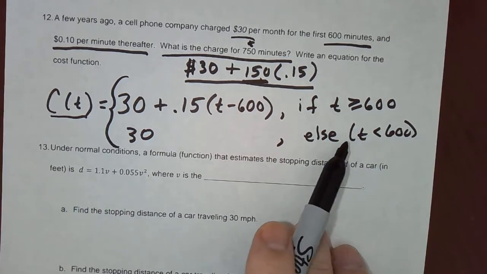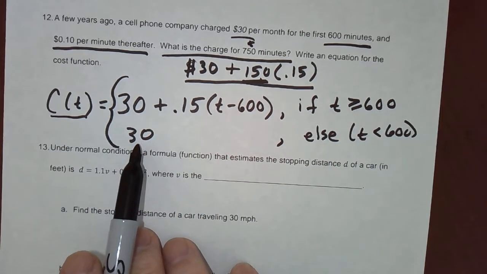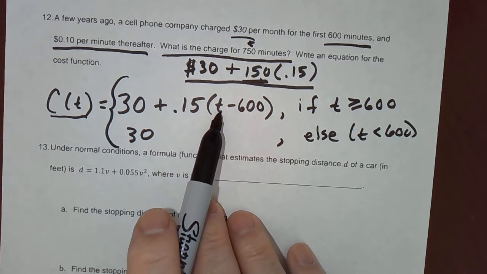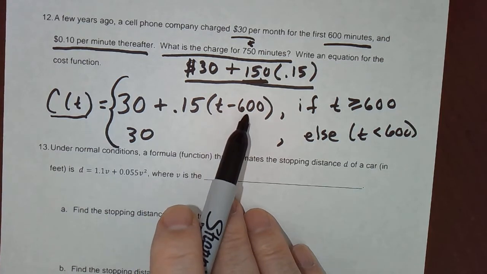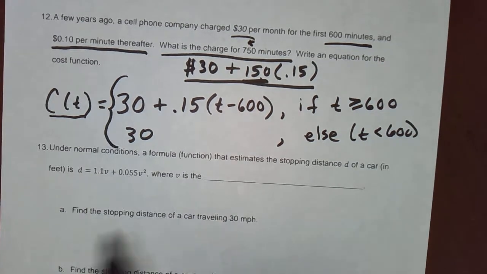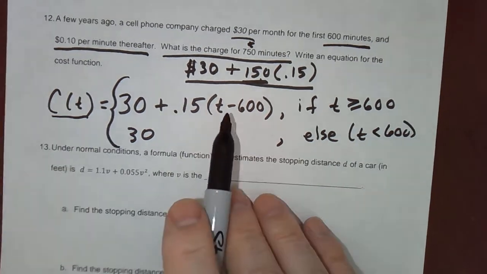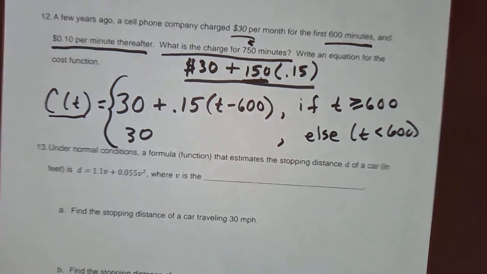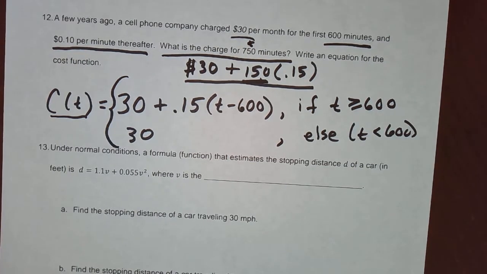If t is less than 600, the cost is $30 for that month. If t is greater than or equal to 600, we plug it in here. And the t minus 600 will give us how many overage minutes we used. Those cost 15 cents per minute. And then you add on the $30. So this one was a little bit tougher, but take a look at that. I think it'll be clear after you read it a few times.